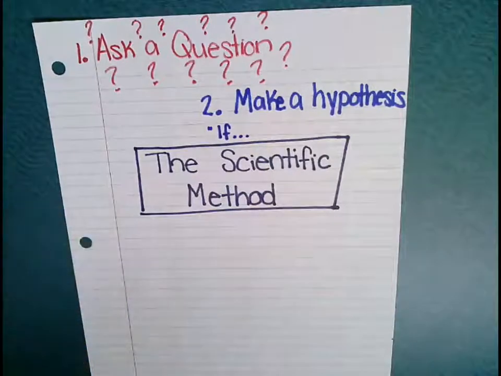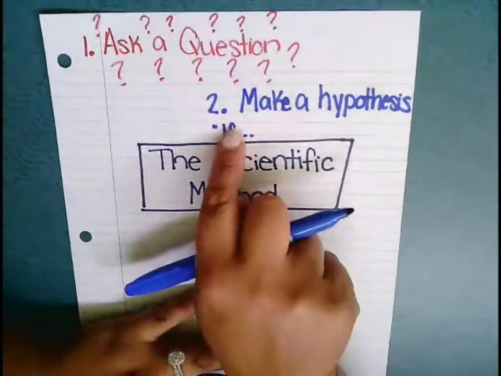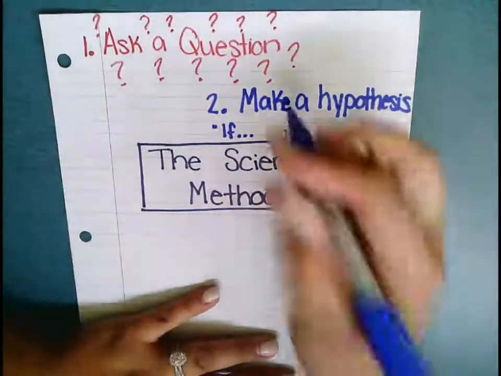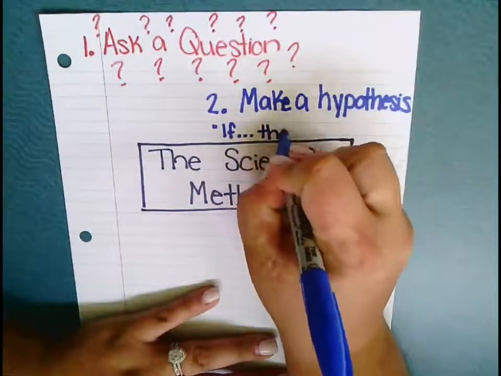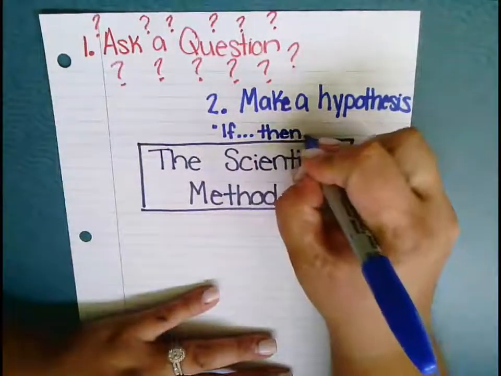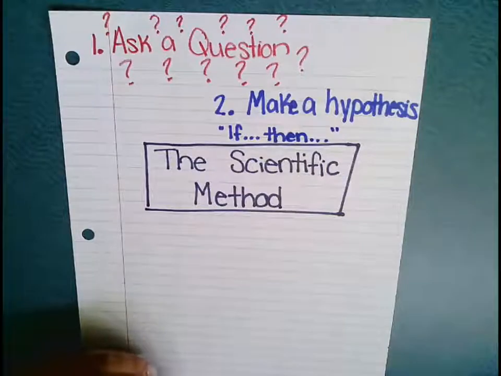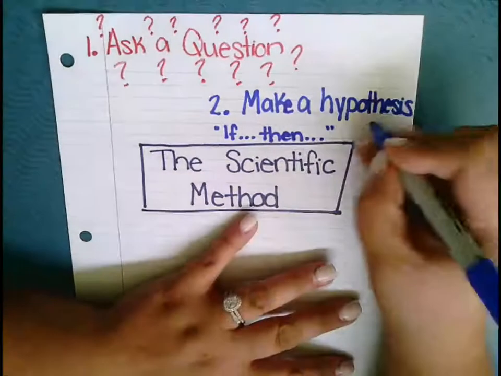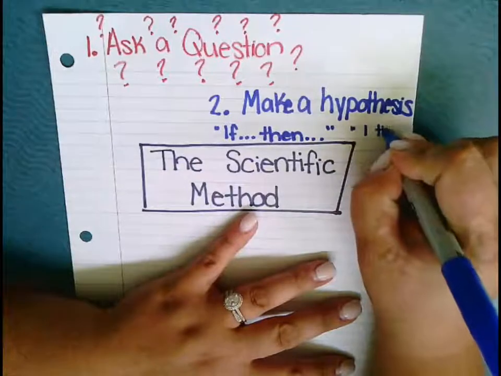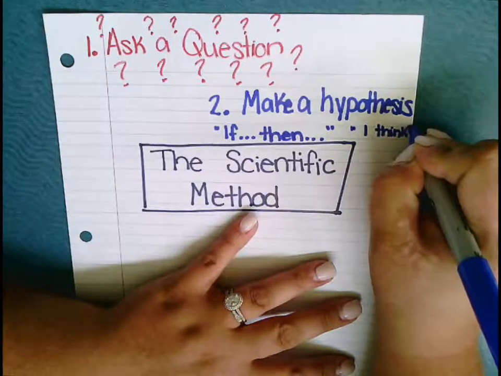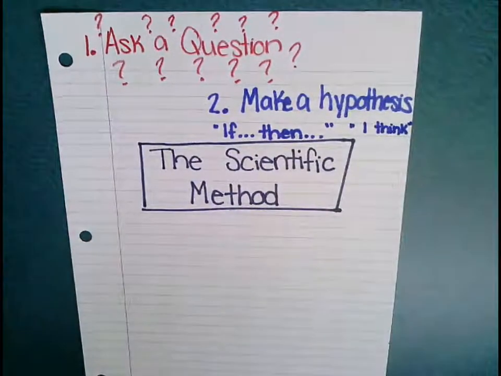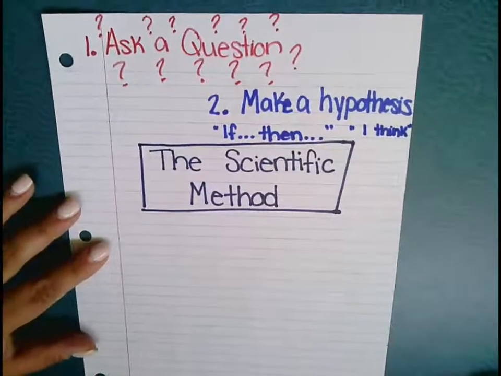If I water one plant but not the other, then I think the plant that I water will grow the tallest. So usually it starts with the word if, and sometimes it has the word then later on. Sometimes it might even say, I think that the plant I water will grow the tallest.